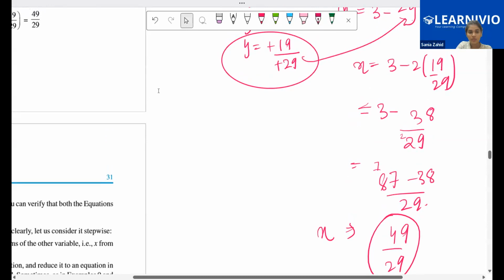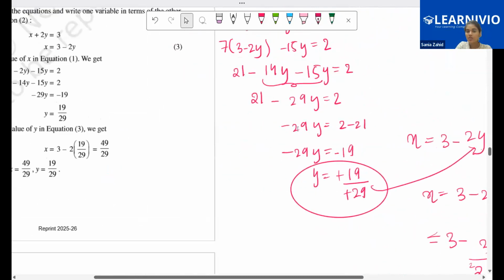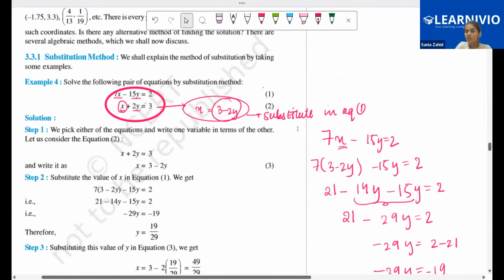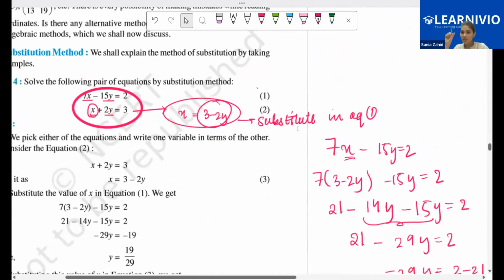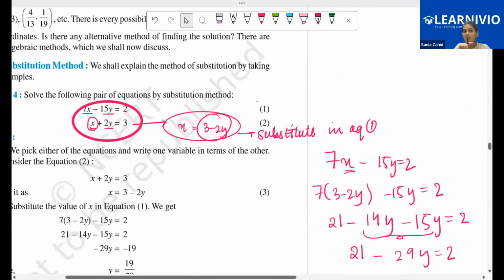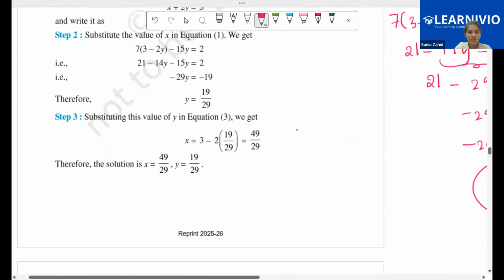So do you understand how the substitution method works? Yes, ma'am. What you have to do is, first of all, you always consider the value of the variable which has the lowest coefficient attached to it. I could have selected 15y also. That also would have given me the correct answer, but then your procedure becomes longer. So it's easier if I'm just getting x is equal to 3 minus 2y. It's easier to substitute, easier to calculate. Right. Now, similarly, we have other questions also.